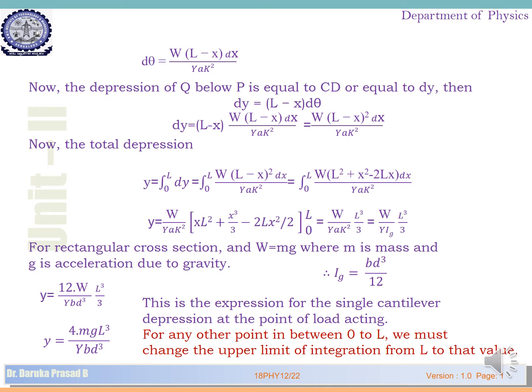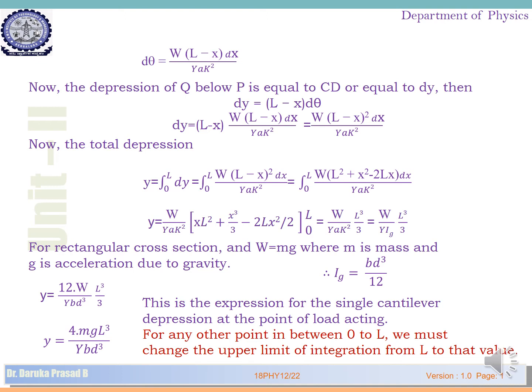Now the total depression y you can calculate by integrating the dy value from 0 to L. Before integration, you can expand (L minus x) squared as L squared plus x squared minus 2Lx, which is the same as (a minus b) whole squared, equal to a squared plus b squared minus 2ab. Here we are integrating this equation with respect to x, and W, Y, A and k squared are constants. You can take them outside the integration sign.